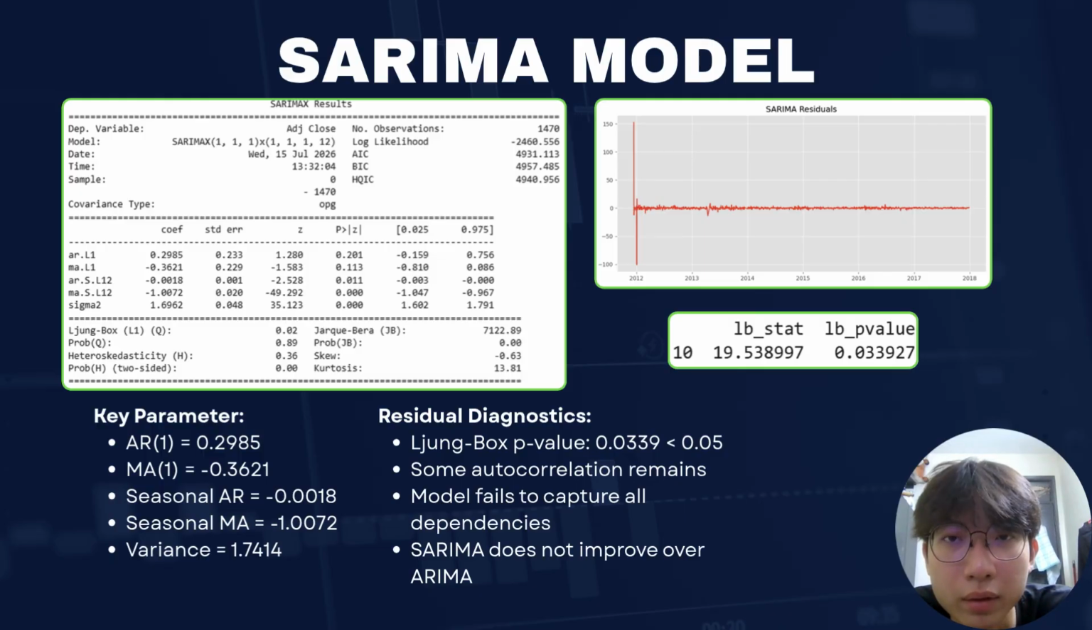Look at the residual diagnosis. The Ljung-Box test gave a p-value of 0.0339, which is less than 0.05. So we reject the null hypothesis. This means some autocorrelations still remain in the residuals. So the SARIMA model fails to capture all dependencies. In short, adding seasonal components did not improve the model.